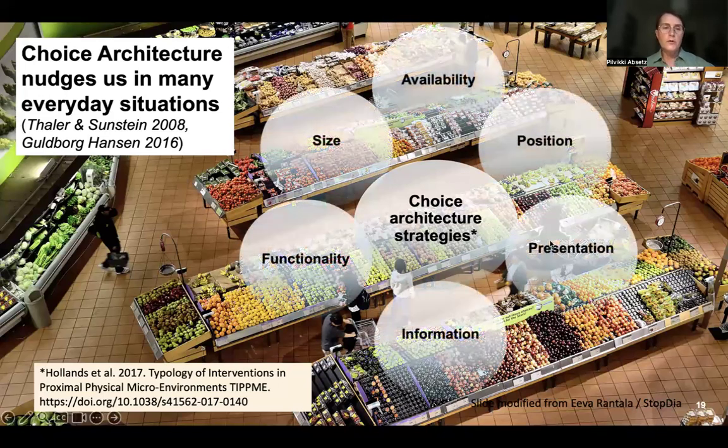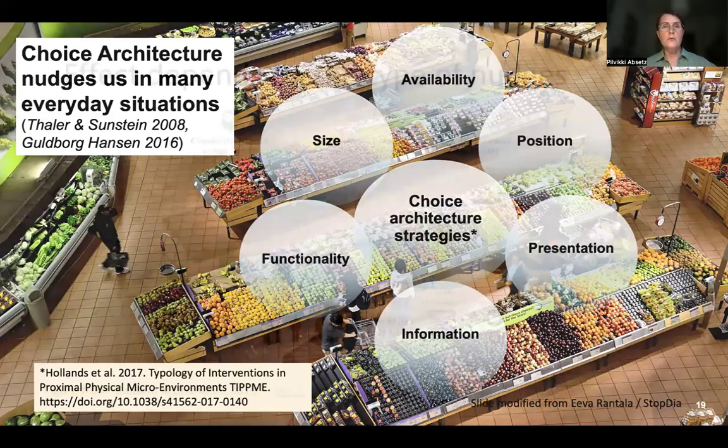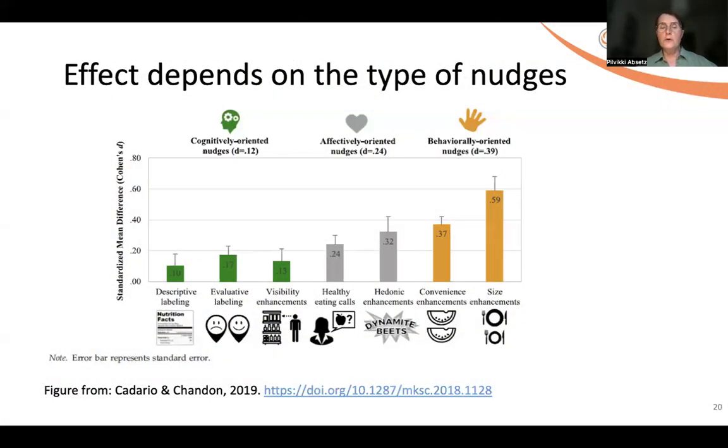For example, in this typology, TIPME, the strategies are related to size, availability, position, presentation, information, and functionality. So different ways of thinking about, for example, the size is one very important factor. The bigger the size, the more people consume. Position also, the easier to take, the more people take. Functionality, for example, ease of using food, which is already sliced and or produced, increases use.